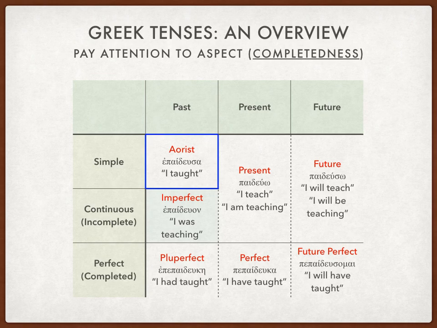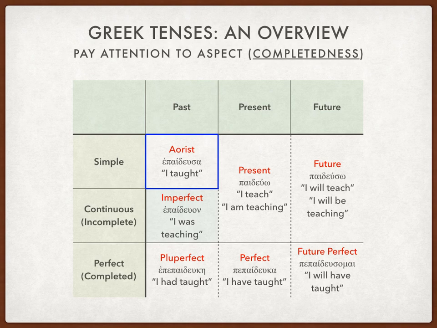The future is the same way. In Greek, paideuso, you already know how to form futures from the last chapter, covers simple aspect, I will teach, generally, simply, or I will be teaching, continuous or incomplete action. This gets important when we look at past time, past tense verbs. Greek uses two different tenses, two different forms of their verbs to distinguish between past actions in simple aspect, which will be the aorist, which we're covering today. That's what you see in the blue box on the screen here.